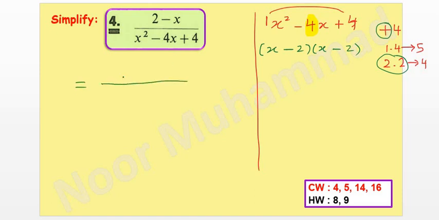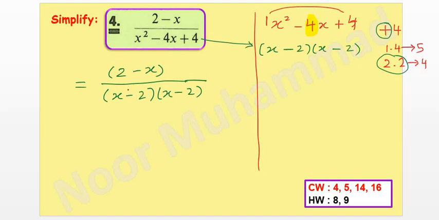Now, in this fraction, I cannot factorize the numerator more, but I can put it in a bracket like this. The denominator has this answer, so it can be replaced by x minus 2 into x minus 2. Now some of the girls, as I told you, think that 2 minus x and x minus 2 can cancel.